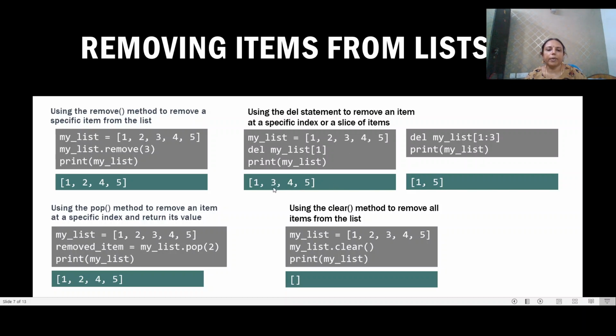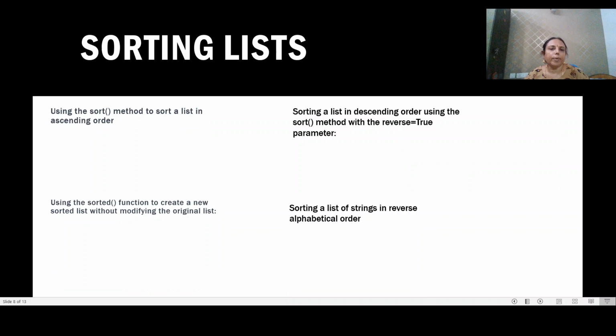So you will remove 3 and 4, and you will get the output as 1, 5. Okay. Now, you can also sort the list by using methods. You have the sort method to sort a list in ascending order, and you have the sorted function to create a new sorted list without modifying the original list.